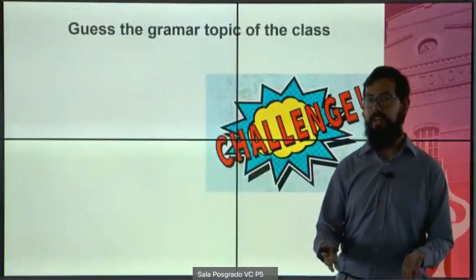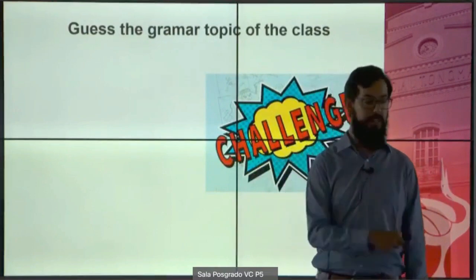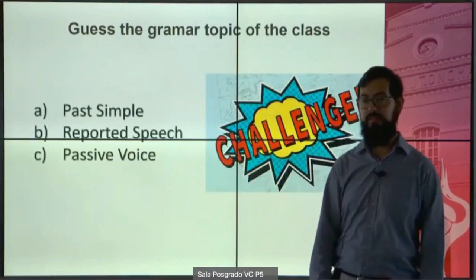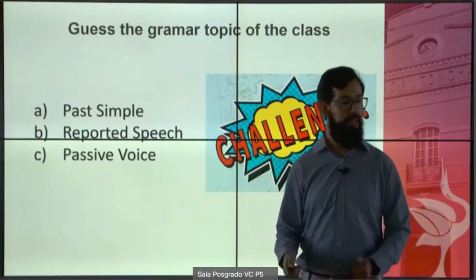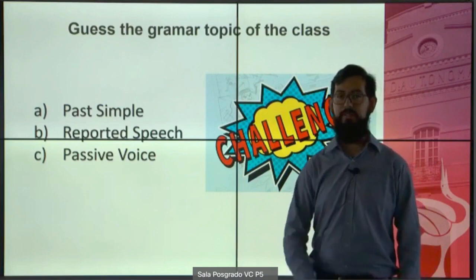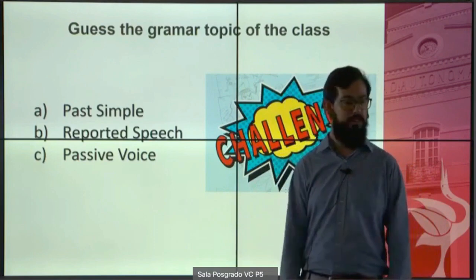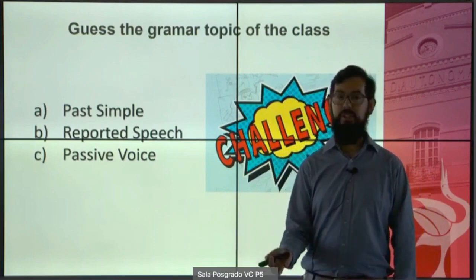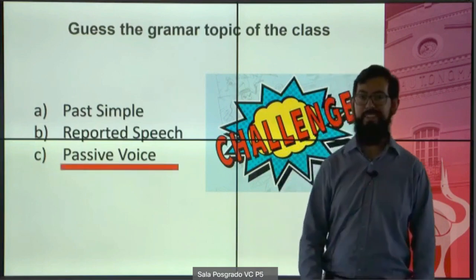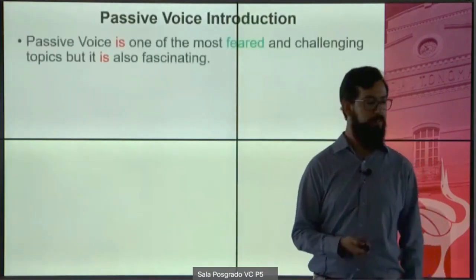Now, next, we have a challenge. Can you guess what is the topic, or what is the title of the class? We have some options. Are we talking about the past? Are we talking about reported speech or passive voice? I will give you some seconds to think about it. Probably you recognized something. What do we talk about when we talk about inventions? Okay? You guessed right, passive voice.